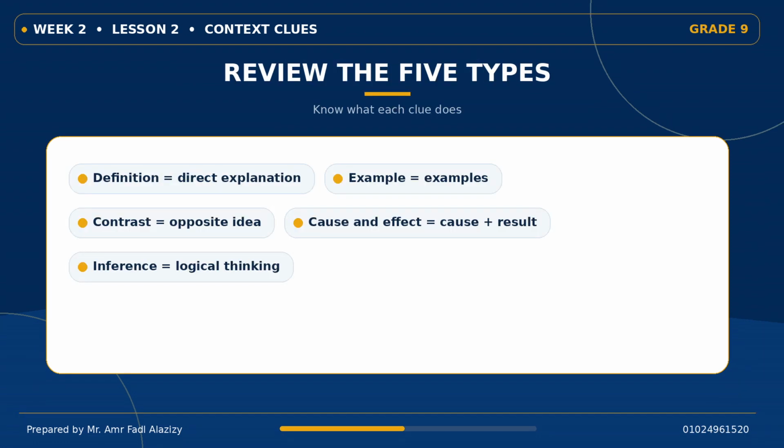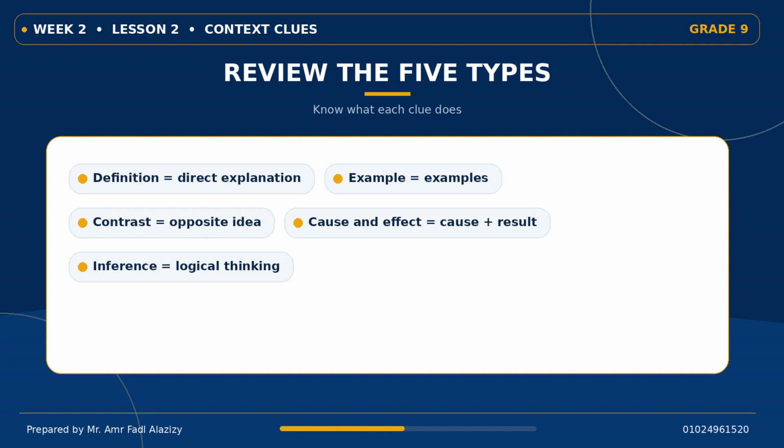Let us review the 5 types. Definition clues explain the word directly. Example clues give examples. Contrast clues show an opposite idea. Cause and effect clues show a cause and a result. Inference clues require logical thinking.